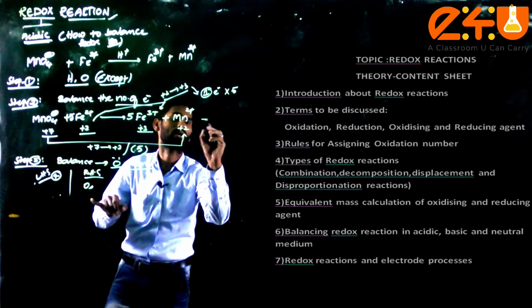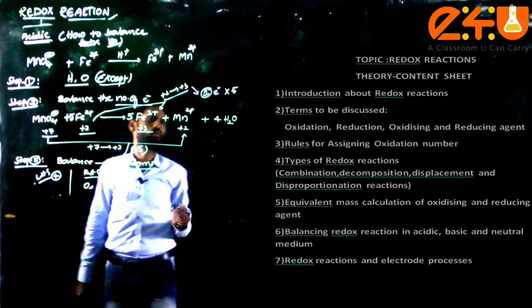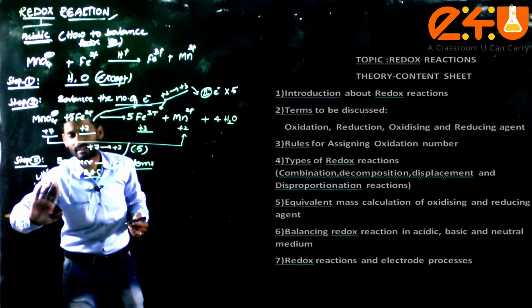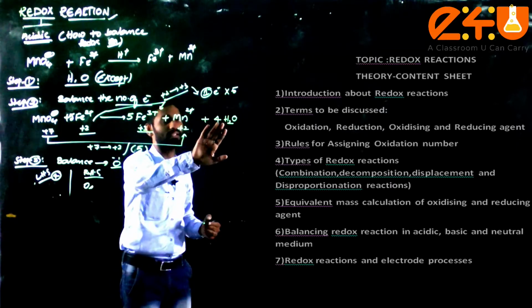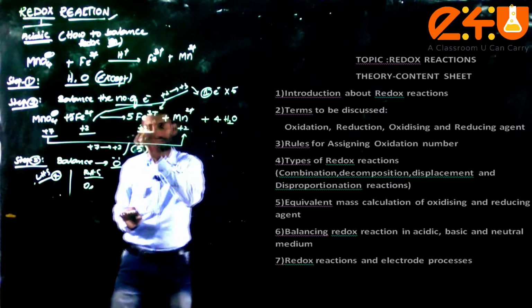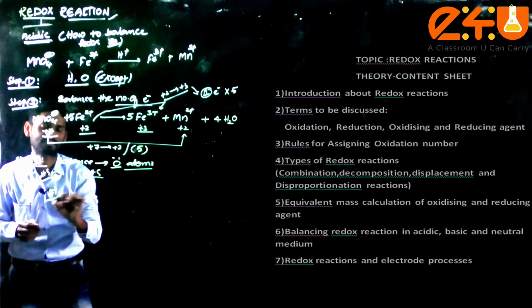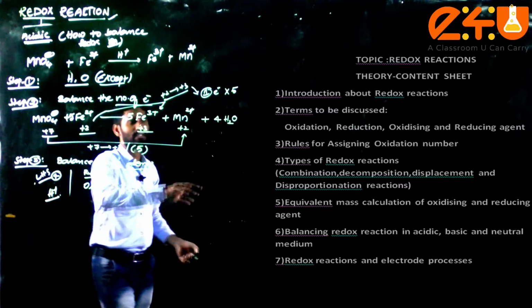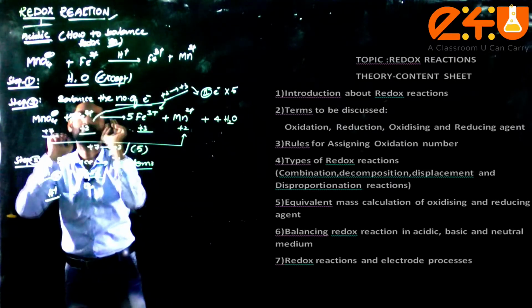That's why, in place of each oxygen atom, I am adding 4 water molecules. Here 4 is there, here 0 is there. Whatever the deficient part is, on that side we have to add H plus. That's why we have to add H plus. Are the oxygen atoms now balanced or not? 4 oxygen atoms here, 4 oxygen atoms, they got balanced.